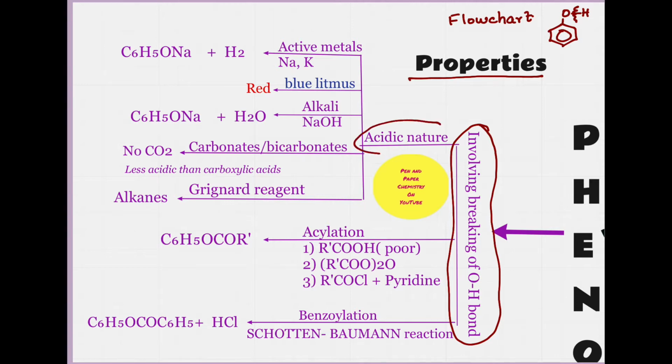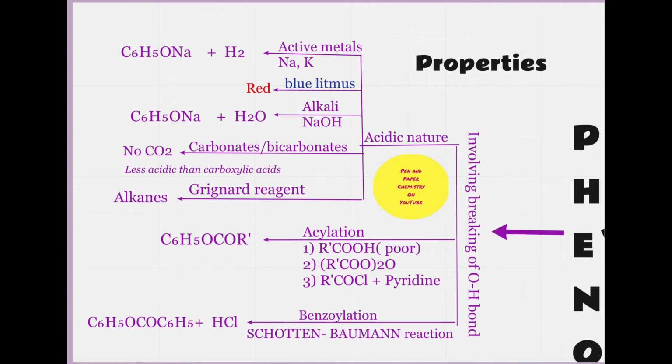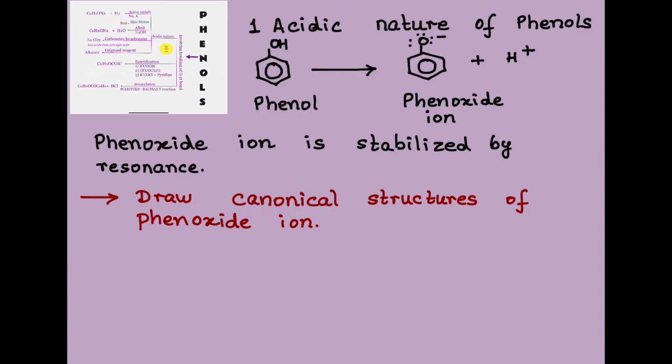Under this heading, we have three sets of properties: acidic nature, we shall be talking about acylation, and we shall be talking about benzoylation. All these reactions will become very, very easy and very simple to understand if you keep writing with me as we go ahead. And to make things easy for you, you can either take a screenshot of this chart or you can draw it yourself and keep it handy as we go ahead with the first set of equations.